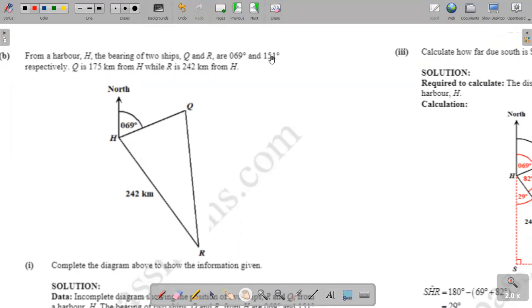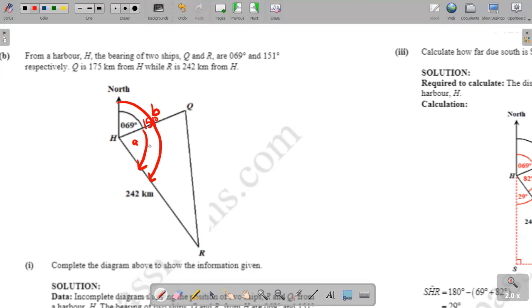Is the 151 in the diagram? So how do I draw it? Do I draw it from here or do I draw it from the north line? Which one? That's a serious question, everybody. If the bearing is 151 to R, where do I draw? Where does that angle get represented from? Option A or option B? Let me see who's thinking. Excellent. It must be from the north line, right? So that means from here to here, that is the 151 degrees.